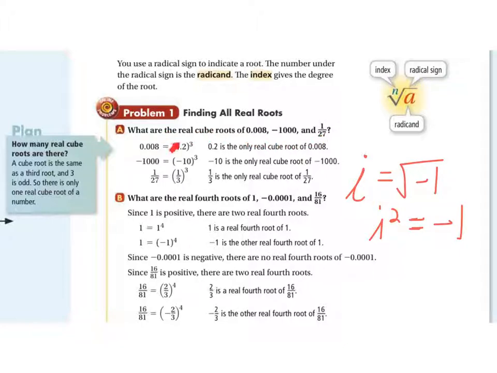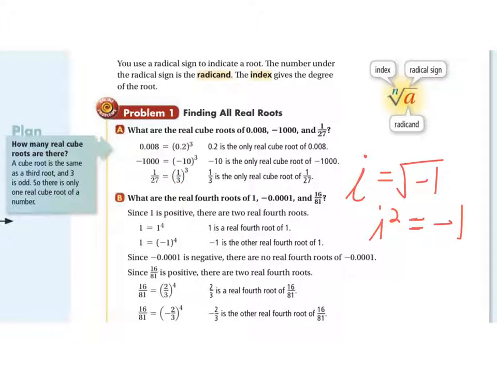Cube roots, right? So 0.008 is technically 0.2 cubed. So 0.2 is the only real cube root of 0.008. Negative 1,000 is negative 10 times negative 10 times negative 10. So negative 10 is the only real cube root of negative 1,000. 1/27th is 1/3 times 1/3 times 1/3. So 1/3 is the only real cube root of 1/27th.